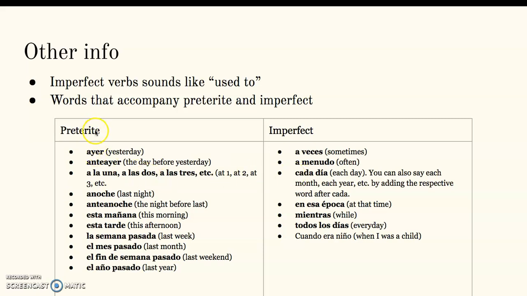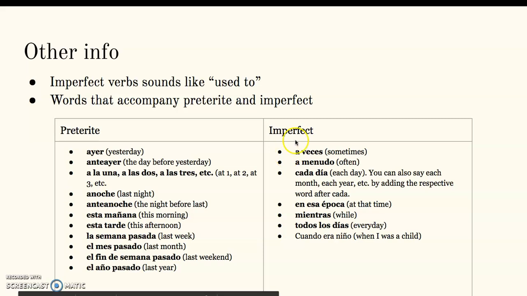So here, the preterite words would be ayer, yesterday, anteayer, the day before yesterday, a la una, a las dos, a las tres, etc., at 1, at 2, at 3, etc., anoche, last night, anteanoche, the night before last, esta mañana, this morning, esta tarde, this afternoon, la semana pasada, last week, el mes pasado, last month, el fin de semana pasado, last weekend, el año pasado, last year.